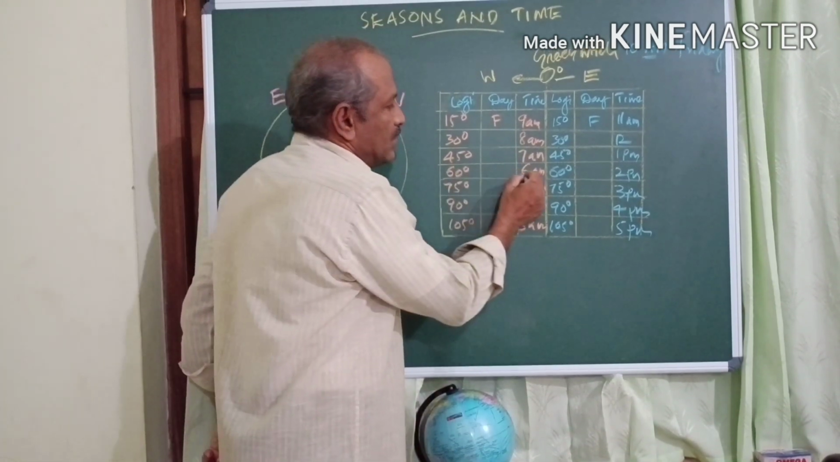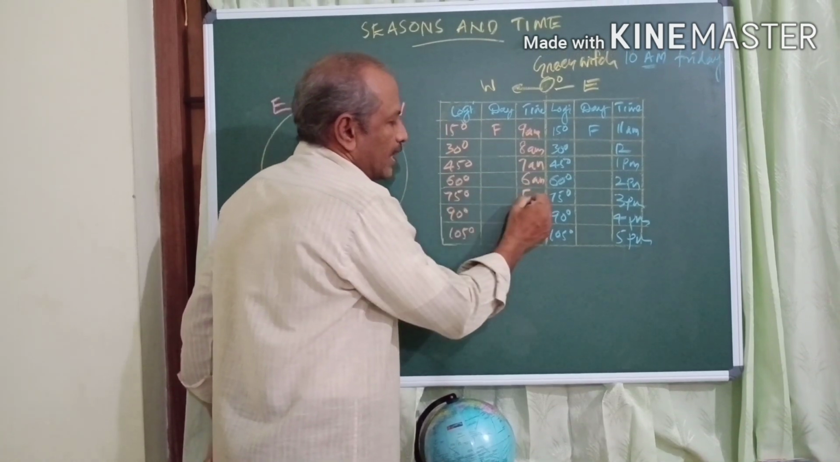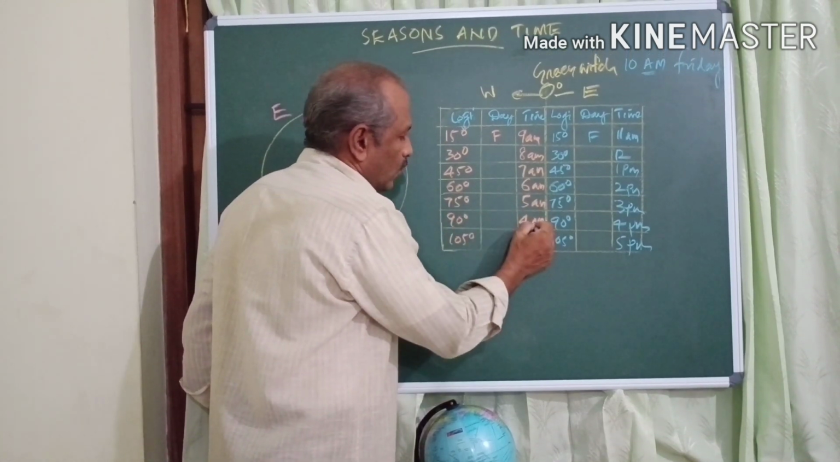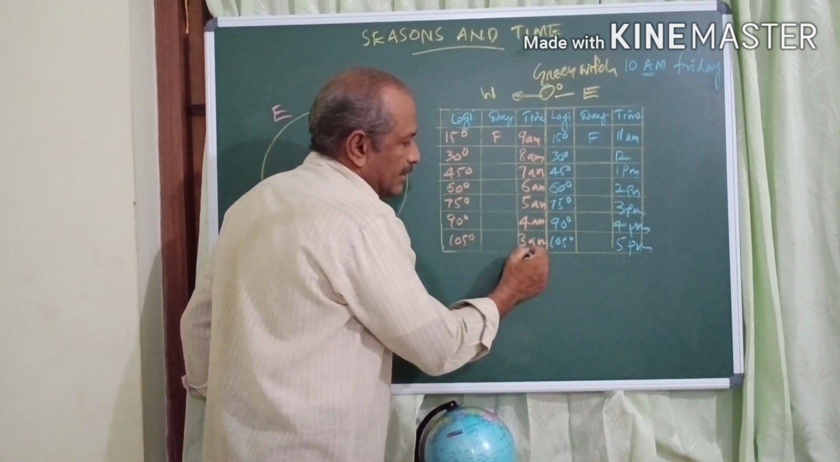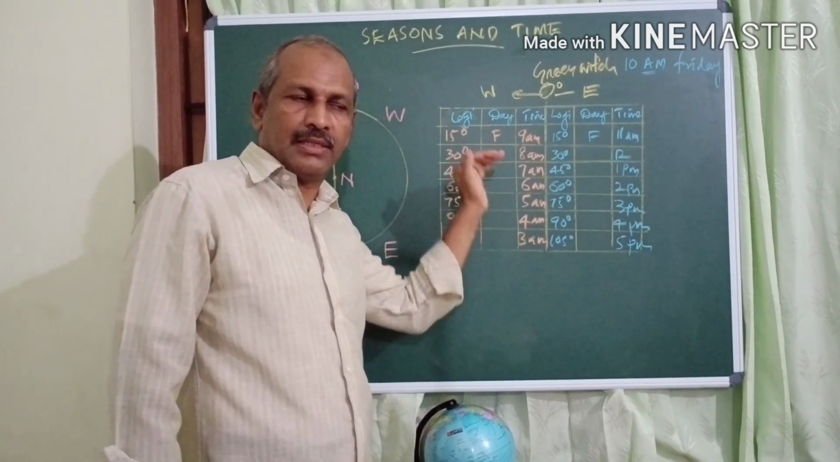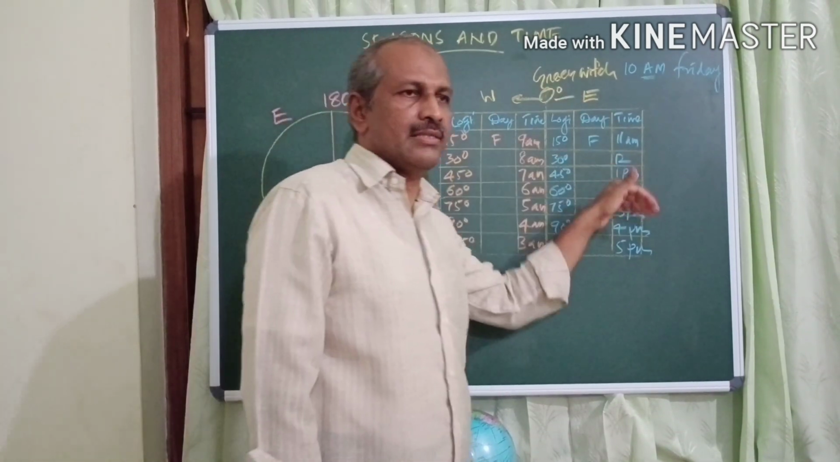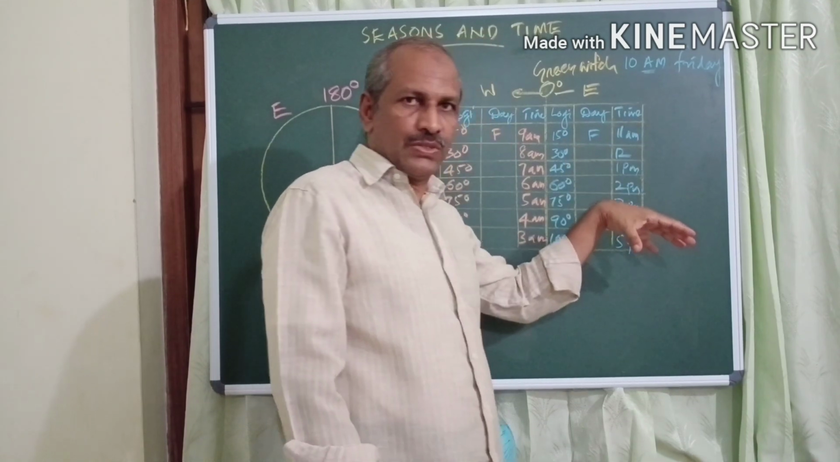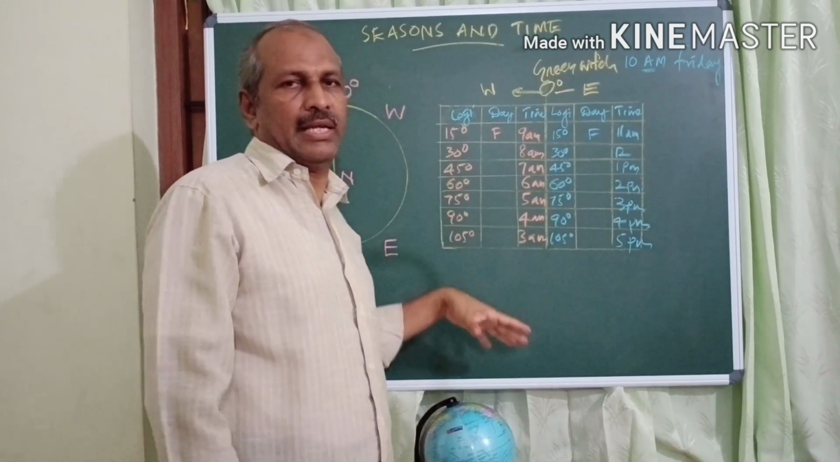At 60 degrees, 6 a.m. At 75 degrees, 5 a.m. At 90 degrees, 4 a.m. At 105 degrees, 3 a.m. That is, towards the west time decreases, and towards the east time increases, and it goes up to 180.